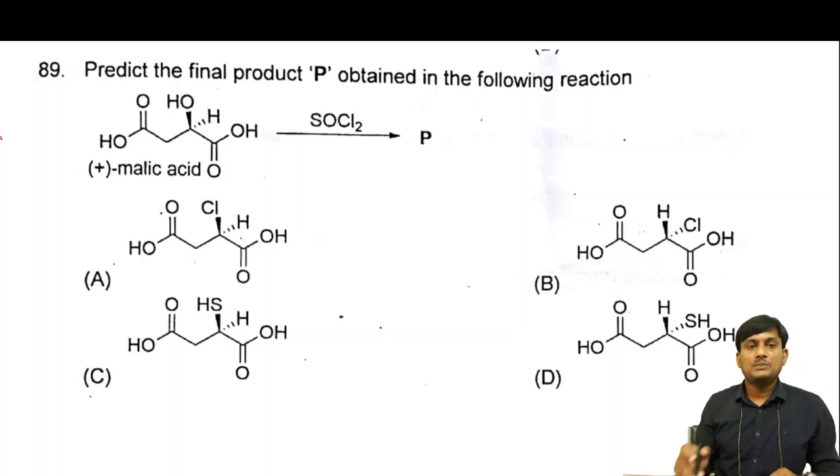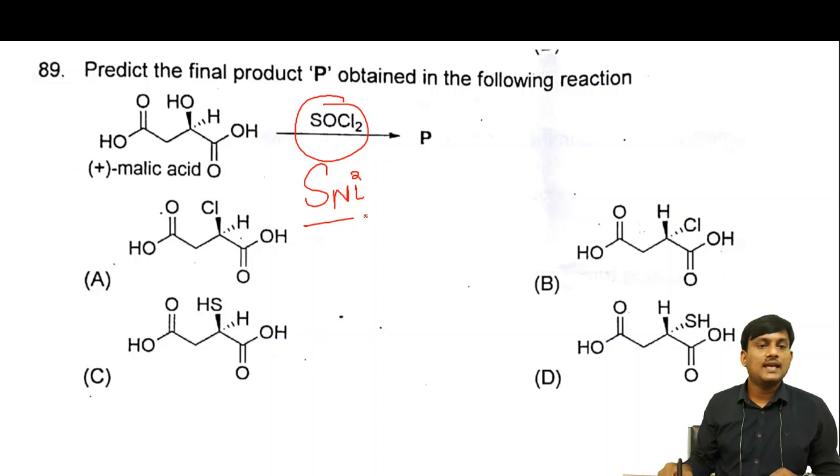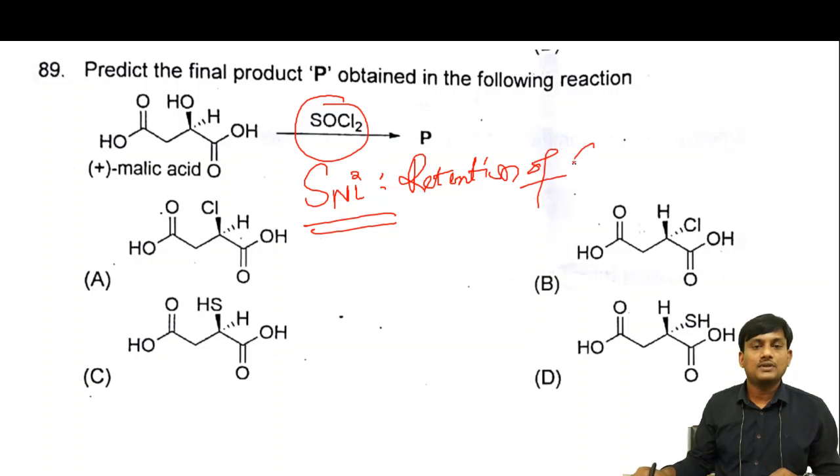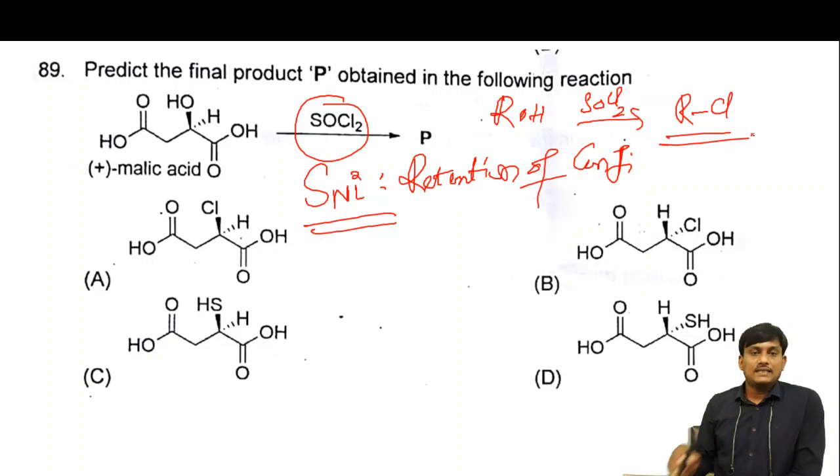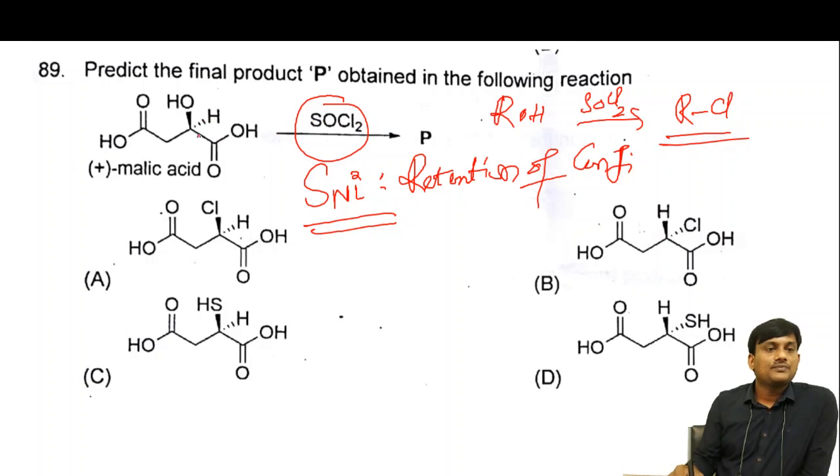Predict the final product P obtained in the following reaction. If you take thionyl chloride with a hydroxy group, there is an SNi reaction. In SNi reaction, there is retention of configuration. Okay, ROH in the presence of SOCl2 becomes RCl at a stereo center, at an asymmetric center. There is retention of configuration. So in the OH position, you will get Cl with the same configuration, retention of configuration.